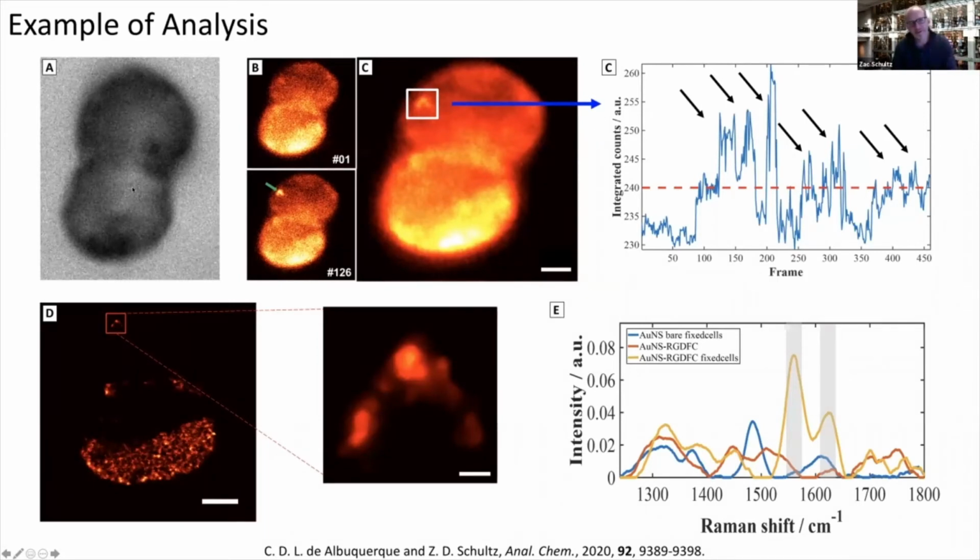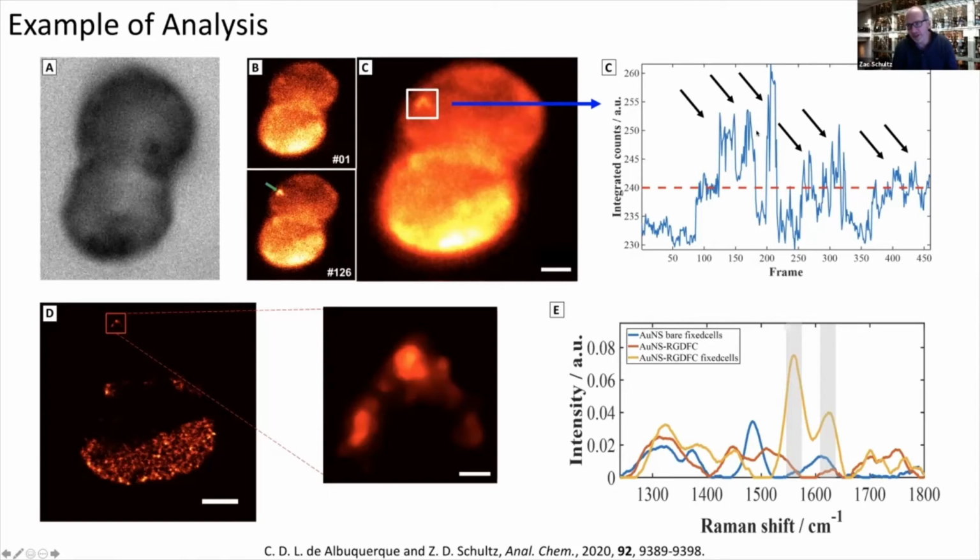What I mean by movies, we're going to collect frames in time where at frame 1 we'll have one image. But if we watch this by taking rapidly successive pictures, we can see here at frame 126, a new spot has appeared in our analysis. So in C here, in the middle, I'm showing you kind of the average of all these signals.